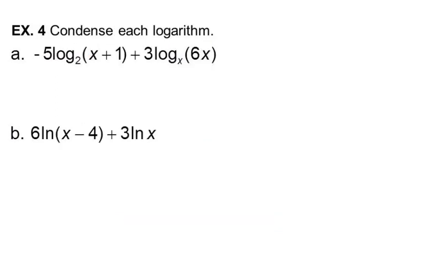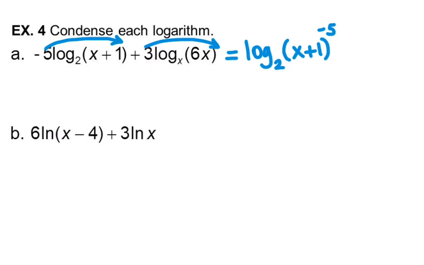Okay, now in example 4, we're going to condense the logarithm. So I have multiple logarithms. I want to write it in terms of one logarithm. So first thing we're going to do is take any numbers that are in front of the log, and those become the exponents of those terms. So this will be log base 2 of x plus 1 raised to the negative 5 power plus log base x of 6x to the 3rd power.